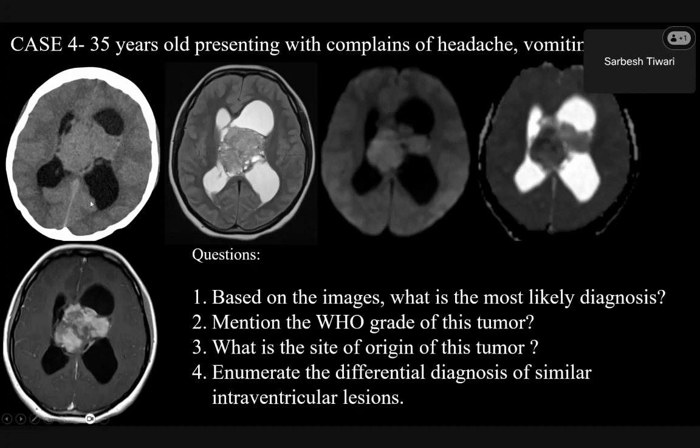Based on the images, this is a central neurocytoma. It is a grade 2 tumor. What is the site of origin? Where does this tumor arise from? Where does central neurocytoma arise from?